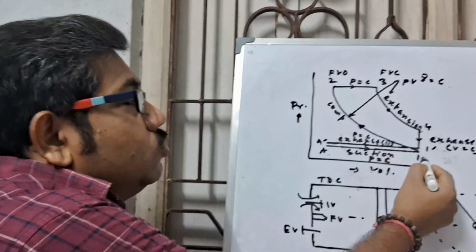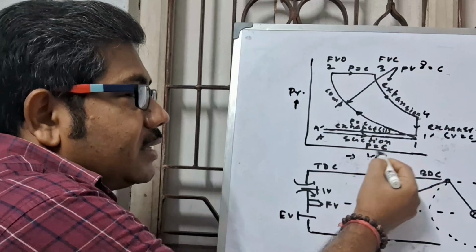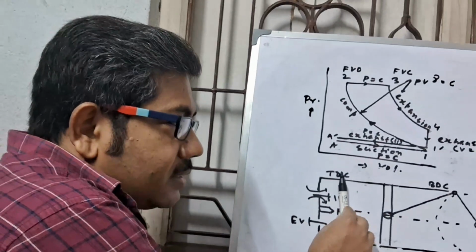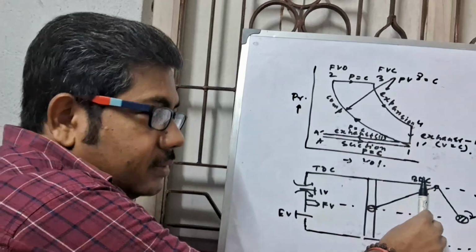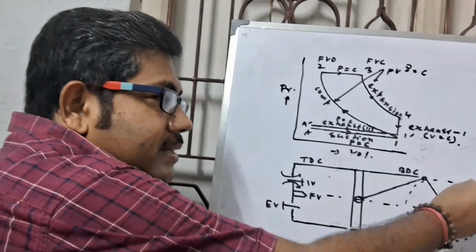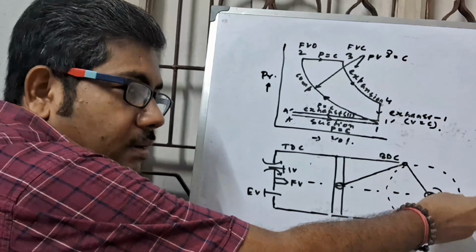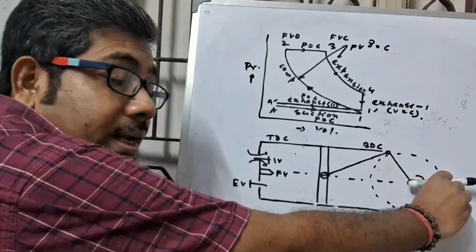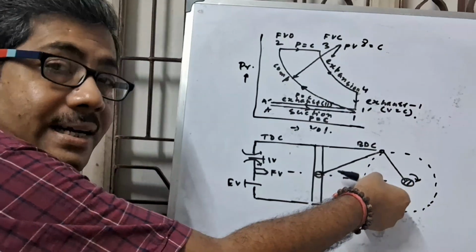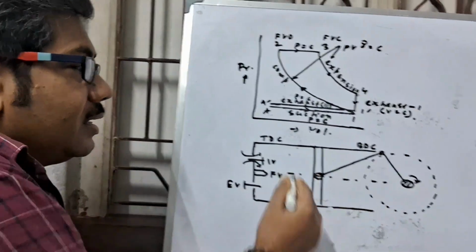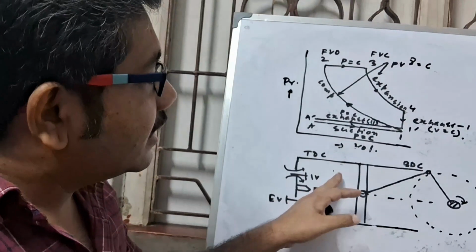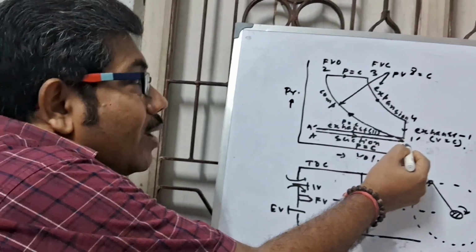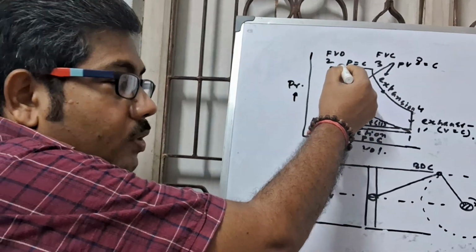This is A to 1. This is suction at constant pressure. When the piston moves from top dead center to bottom dead center, the crankshaft moves from negative x to positive x. And when the crank rotates from positive x to negative x, the air inside the cylinder is now compressed. This is 1 to 2.